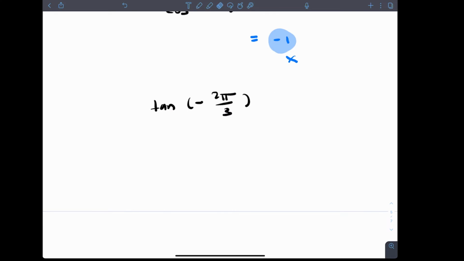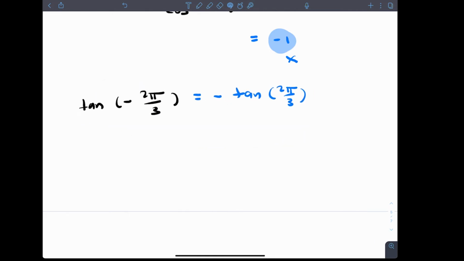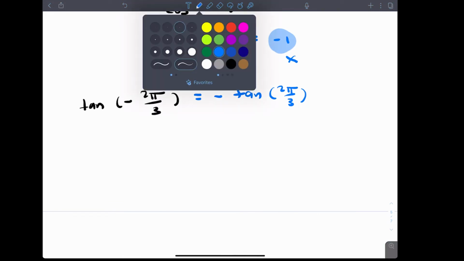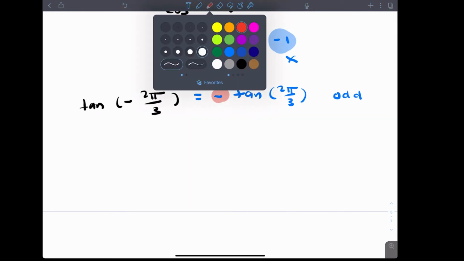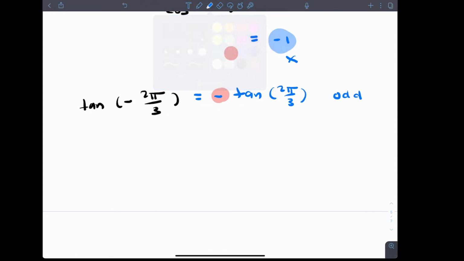So what do you know about tangent of a negative angle? Isn't that negative tangent of 2 pi over 3? Is that true? You guys okay with that? You say why? Because tangent is an odd function. So whatever you get for this answer for tangent, it's going to be opposite. You guys agree with that?